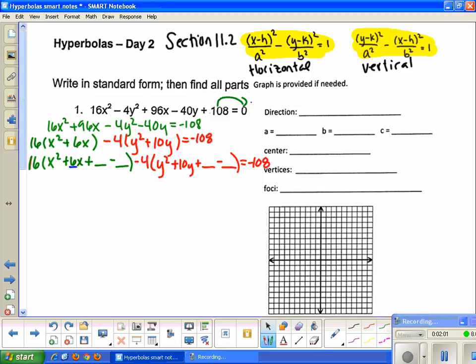Then to complete the square, I'm going to take half my linear term and square it. So this is right here, the linear term. So half of 6 is 3, and 3 squared is 9. So I'm adding and subtracting 9. Here's half my linear term, which is 10. So half of 10 is 5, and 5 squared is 25.